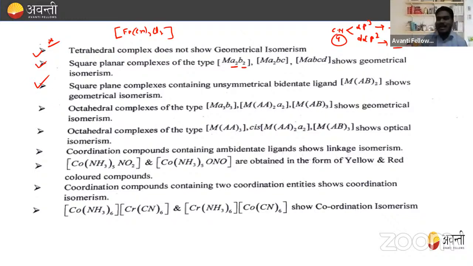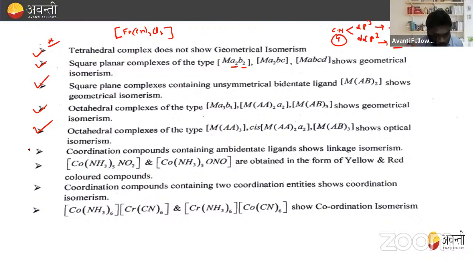Now, if I'm talking about octahedral cases, octahedral means coordination number 6. So octahedral complexes of the type Ma3b3, Ma2b2c2, and Ma3b2c all show geometrical isomerism. In a similar way, cis M(AA)2A2 and M(AA)3 show optical isomerism as well. So all these points are related to stereoisomerism, whether it will show geometrical isomerism or optical isomerism. One important note here: tetrahedral complexes do not show geometrical isomerism. This point must be remembered, right?